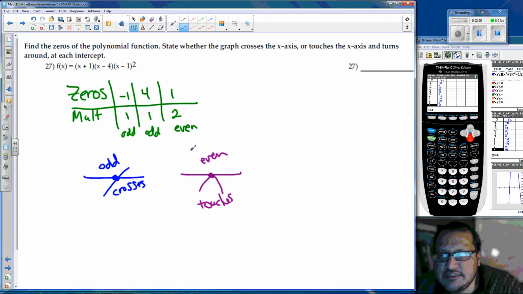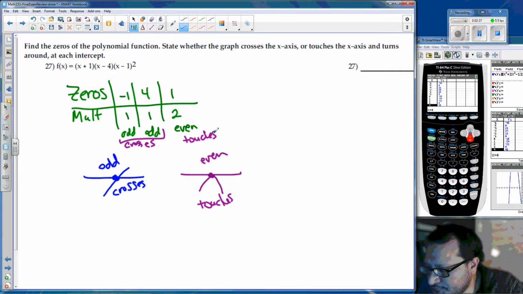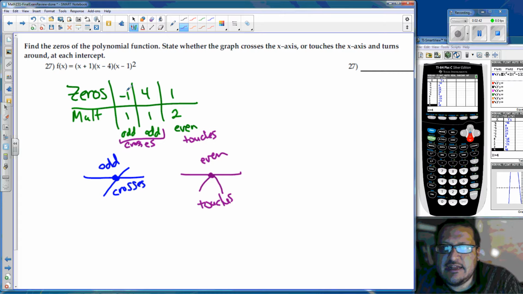So at each intercept, this one crosses at these two and just touches at this one. And that would be our answer. At x equals -1, crosses. At x equals 4, crosses. At x equals 1, it touches.